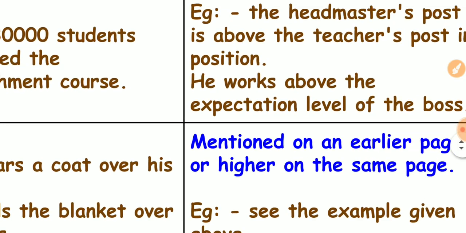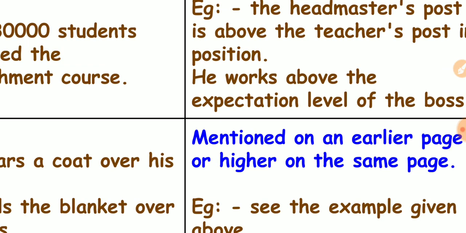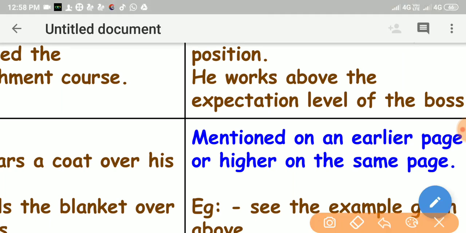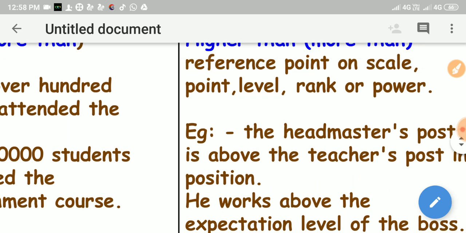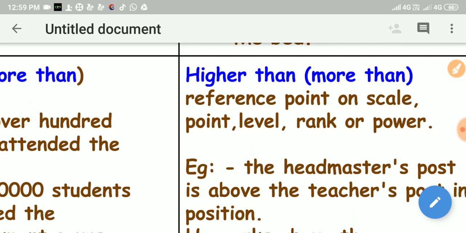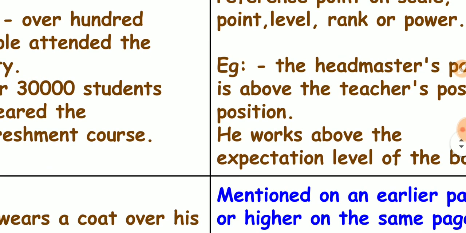So at the same time, he works above the expectation level of the boss. Here also above the expectation. That means a certain degree of expectation the boss has. But the worker works above the expectation level of the boss. That's why when we are going to mark the higher degree or more power, rank, scale or level than someone's, that time it is preferred to use above rather than over, my dear friends.